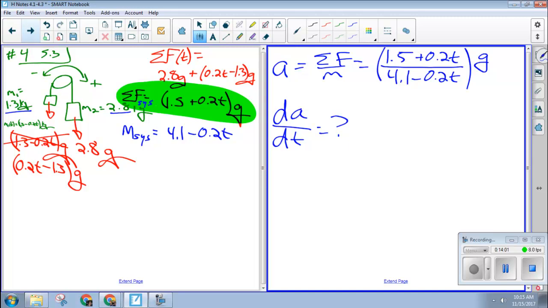Cool? All right, so I did something that might not have occurred to a lot of you. I didn't want to deal with these 0.2s, so I multiplied the top and the bottom of the fraction by 5. Does that make sense? Because that'll just give me 1. You could do the next step without doing that, but I think it makes the next step easier. Is that okay if I go ahead with that route? Okay, so if you multiply by 5 on the top, you get 7.5 plus t over, on the bottom, you get 20.5 minus t, and then that's all times g.